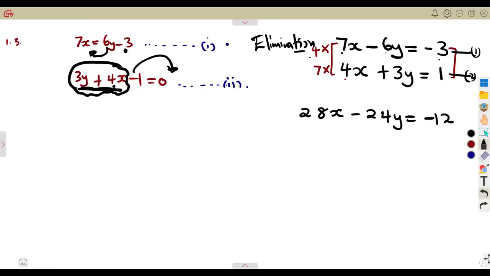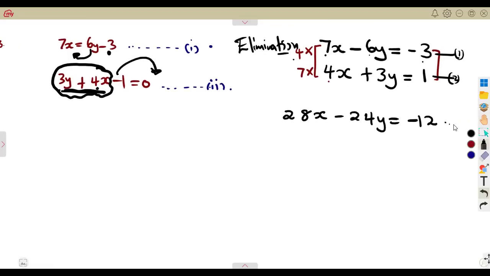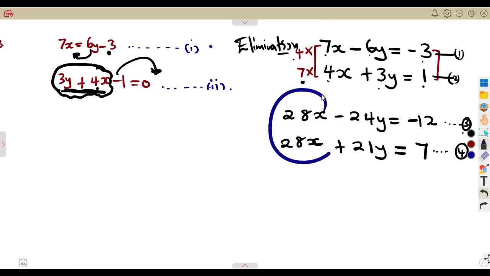You do the same thing. So this is going to be equation 3. You multiply everything here by 7. That is 7 times 4, which is 28x. 7 times 3, which is 21y, is equal to 7 times 1, which is 7. So as we can see, in these equations that we have formed, 3 and 4, the coefficients of x are the same. The power of x here is the same. So we can eliminate x.